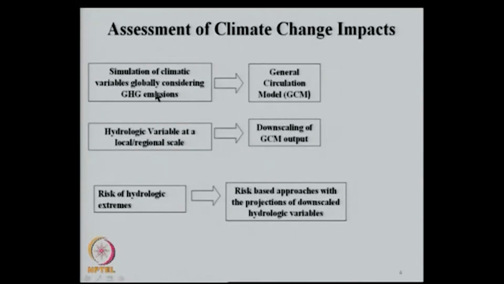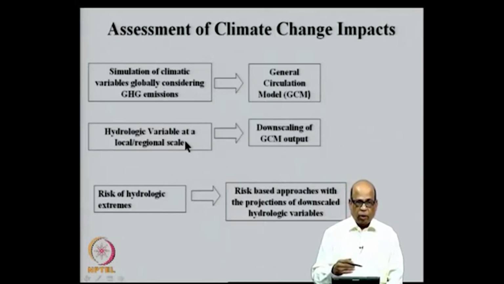How we do this, we will study in the present lecture. So, we pick up the simulations provided by the general circulation models. We need the hydrologic variables at local or regional scales, and this we obtain from downscaling of the GCM output. We use this to project into the future the hydrologic scenario.